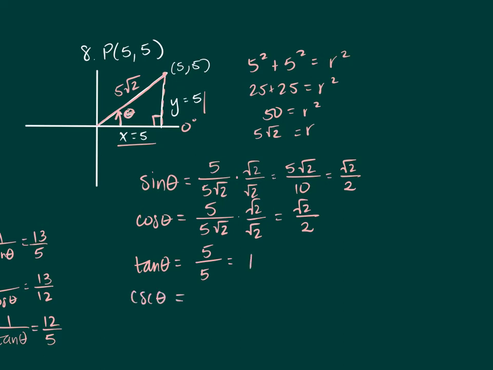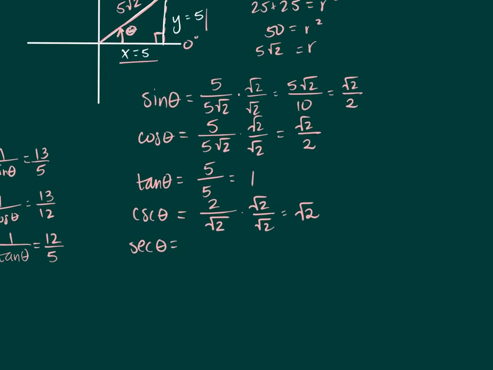Cosecant theta is the reciprocal of sine theta, so that's 2 over √2. Rationalize that, √2 up, so we end up with √2. Secant theta is also the reciprocal of cosine, so this is going to be 2 over √2. Rationalize that, and you end up with √2. And cotangent theta is adjacent over hypotenuse, so this is 5 over 5, which is 1. Okay.